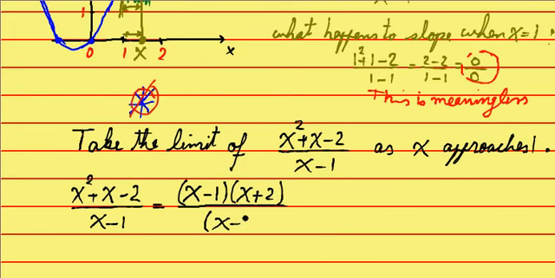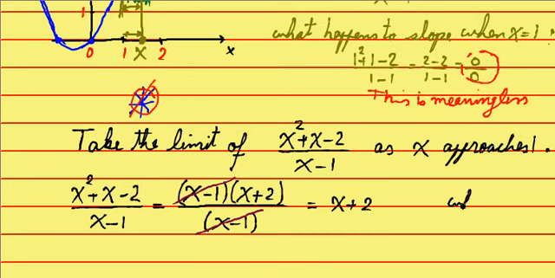And we have still that x minus 1 in the denominator. So long as x is a number other than 1, this fraction makes sense. And if that is the case, then you can go ahead and cancel these two. When you cancel these two, you get the answer x plus 2.